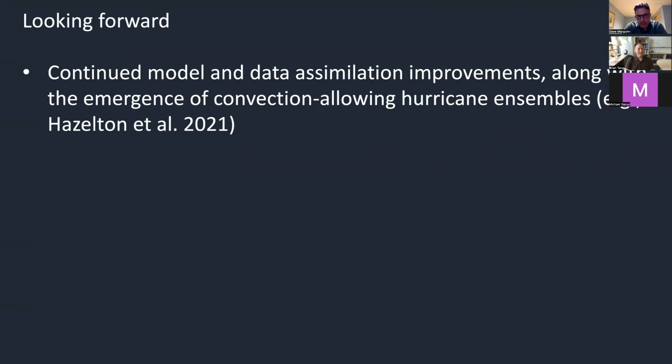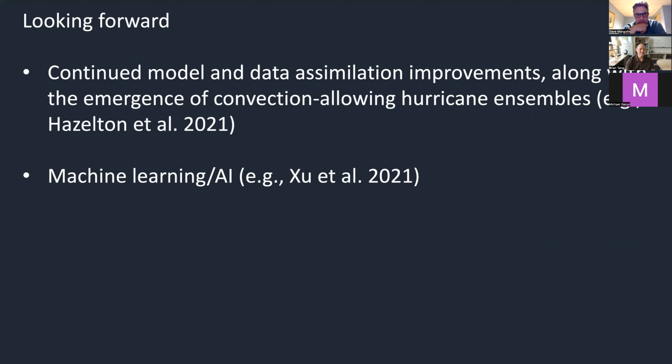So looking forward, and this is my last slide, there's reason to be hopeful. Continued model and data assimilation improvements, along with the emergence of convection allowing hurricane ensembles, is something I'm really excited about. They really have the potential to improve the number of guidance products we have and to be able to quantify uncertainty. Things like that will really be something that I think is emerging in the next few years.